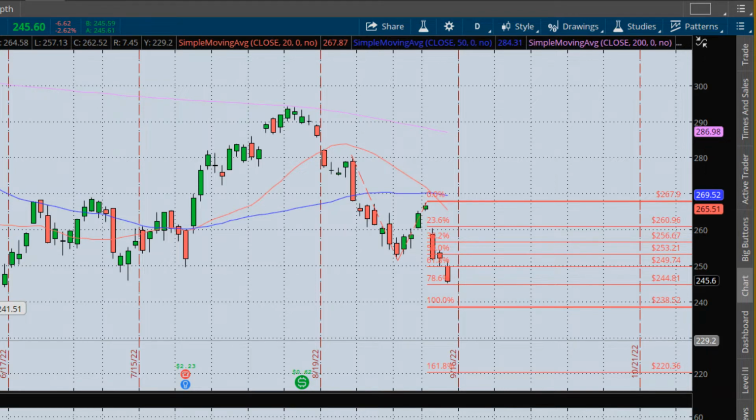Well, the first thing I'm looking for is 100% of the move to the extended side. And you can see we're already around the 78% at 245. That's where the stock's currently at. Looks like we got a target here about, I'm going to call that 240. So we got about $5 to the downside. That might only take 1 or 2 days.